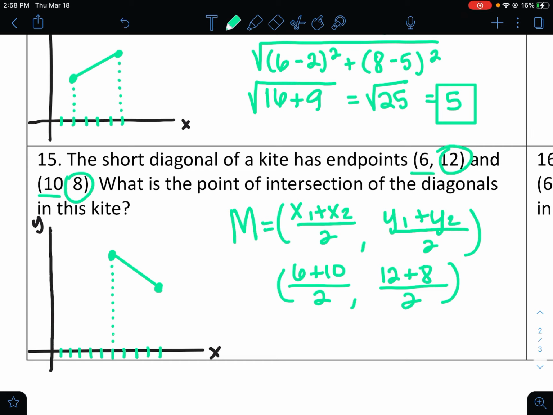Let's see, that's going to be 16 divided by 2, that's 8. And 12 plus 8 is 20. 20 divided by 2 is 10. Okay. So there you go. That is the point of intersection.